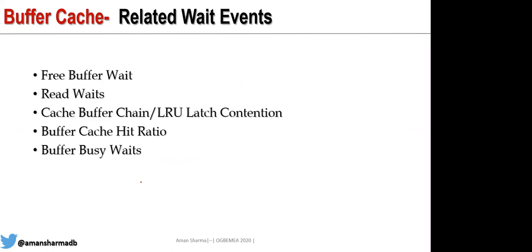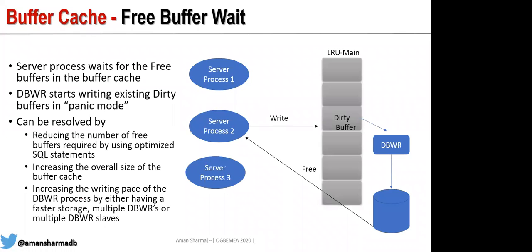Now, in terms of tuning the buffer cache, not much is actually required. All we need is for the buffers to be available in the buffer cache as and when possible in terms of logical IO. But we may still have some kinds of problems in the buffer cache. For example, free buffer wait. The free buffer wait basically means that we are trying to load data from the disk to the buffer cache, but we don't have free buffers available in the system.